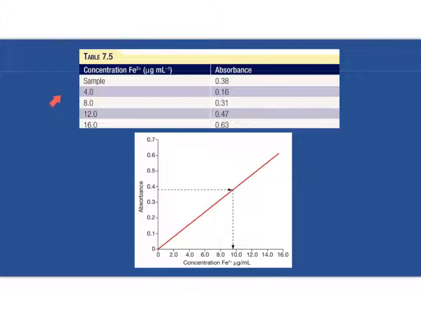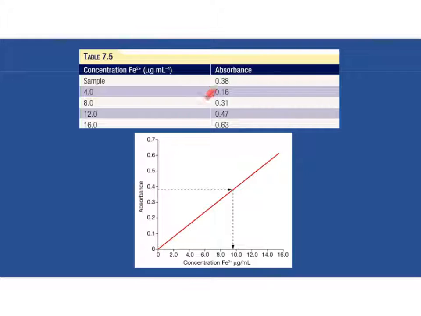So here's like a typical kind of question. So you might be given your sample, which is your unknown. So you don't know how much concentration that is, but you do know that it absorbs at 0.38 for that concentration. And then it gives you a series of known concentrations and the values. So when you have 4 micrograms per milliliter, then you have 0.16, and then 8 similarly comes to 0.31, etc. And so you end up drawing your absorbance on the y-axis and your concentration on the x-axis. And you get a straight line, so a linear graph.